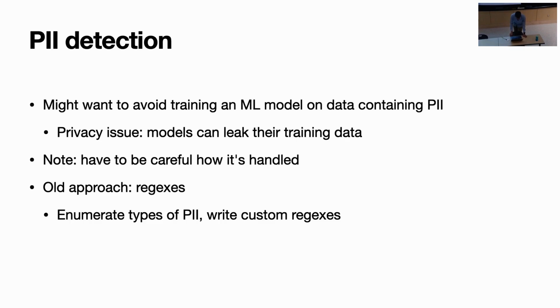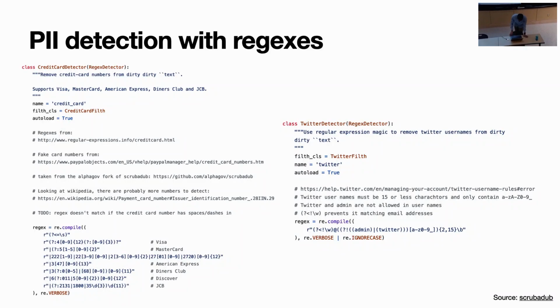So in the past, the way people dealt with PII was in a somewhat manual way, by thinking about all the different types of PII that might appear in a data set and writing regexes to find that sort of thing. So here are some screenshots of code from the scrubadub library. It's a Python library, a bunch of people use it. And you can see how it implements some of these features, like it can detect credit card numbers, or it can detect Twitter handles. Somebody had to think about this and write down the rules for how credit card numbers can be formatted, or how Twitter handles can be formatted.